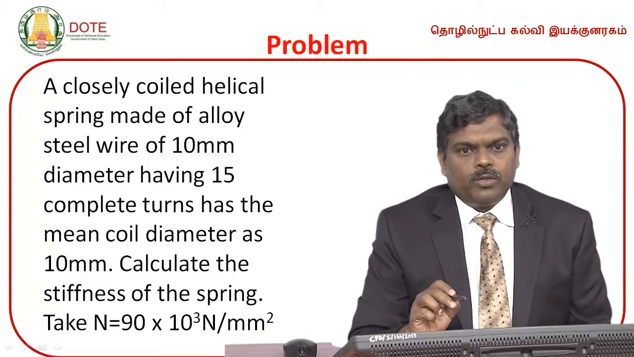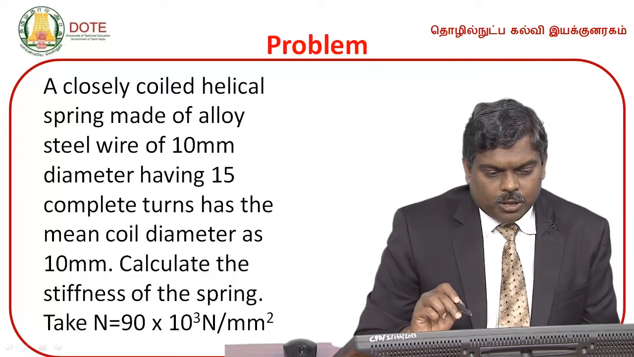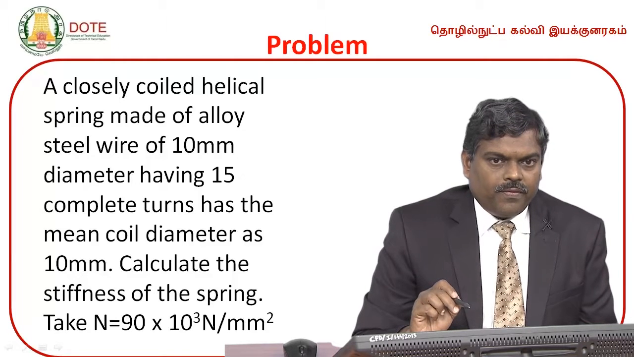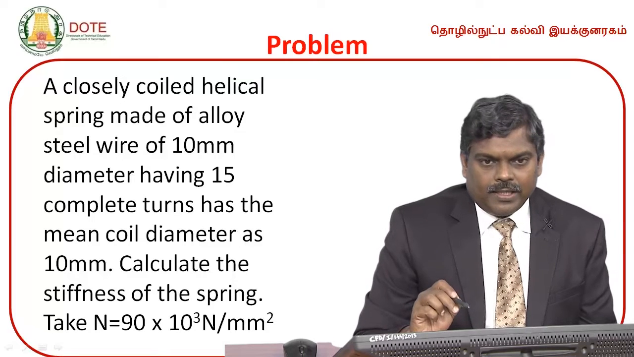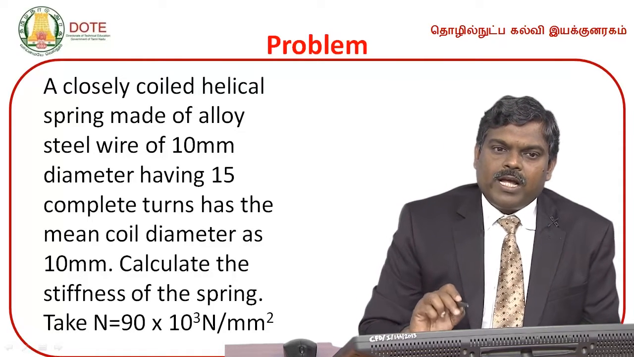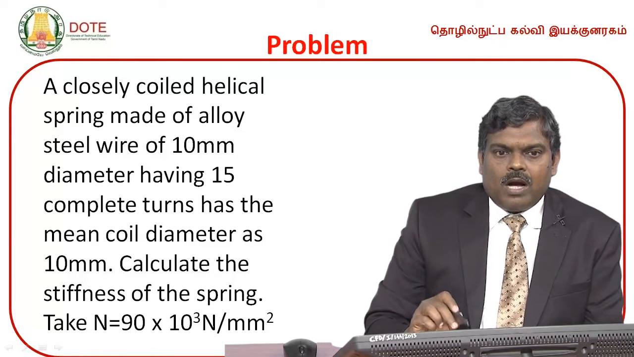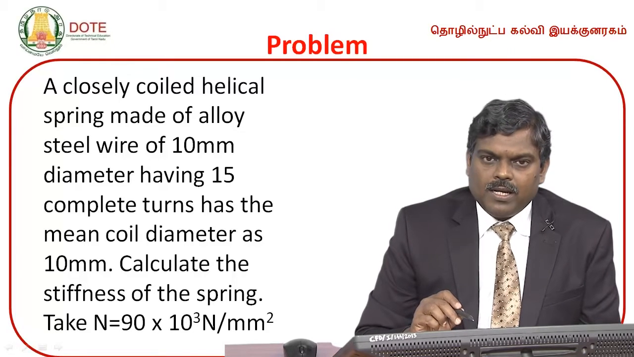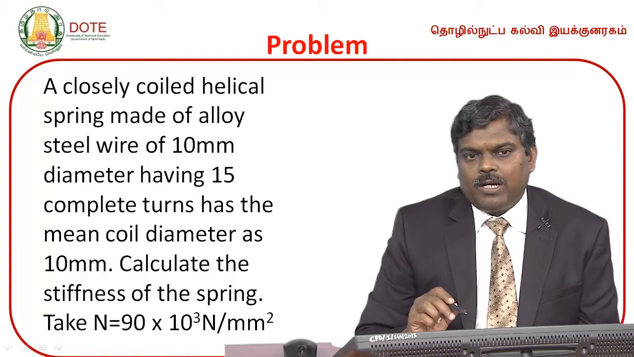Now we are going to see a problem. A closely coiled helical spring made of alloy steel wire of 10 mm diameter having 15 complete turns has the mean coil diameter as 10 mm. Calculate the stiffness of the spring. Take N is equal to 90 into 10 to the power 3 Newton per mm square.